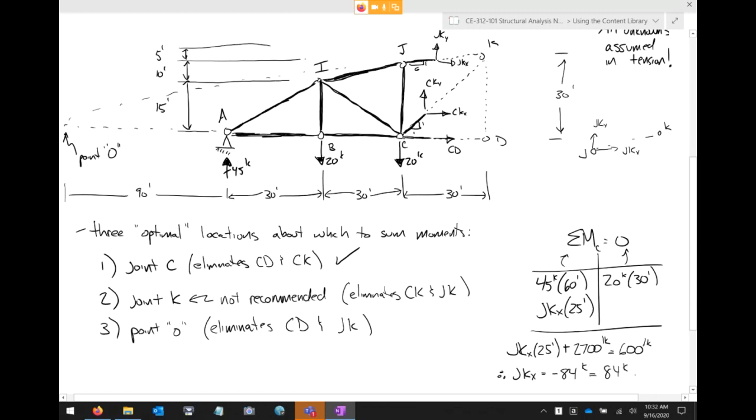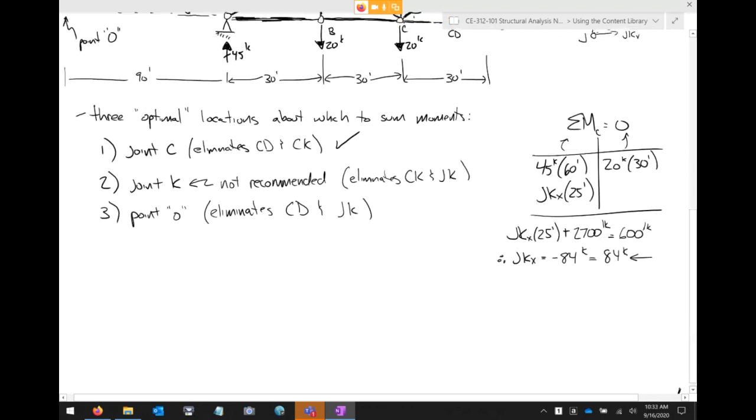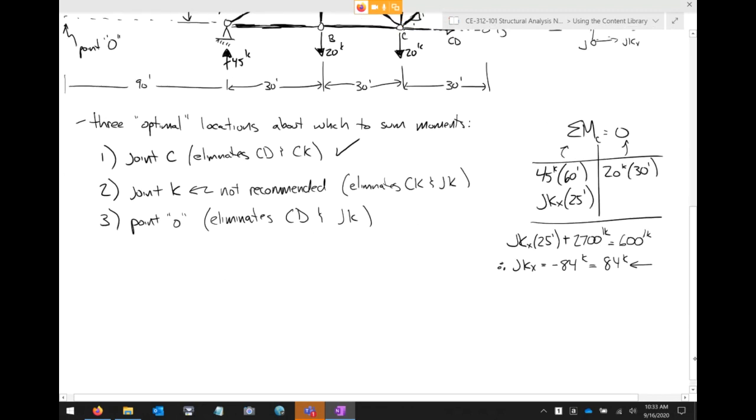It's negative. I had it pointing to the right. That was wrong. It's pointing to the left. Again, if that's too quick, if there's too much going on, you let me know. We'll take our time with it.